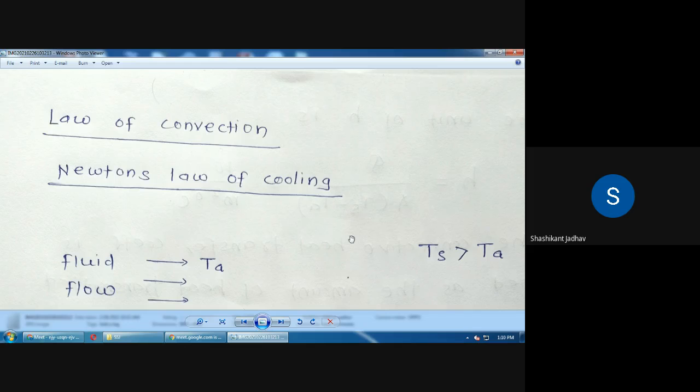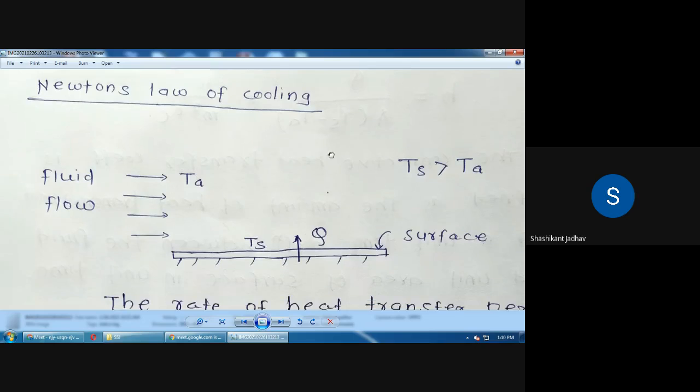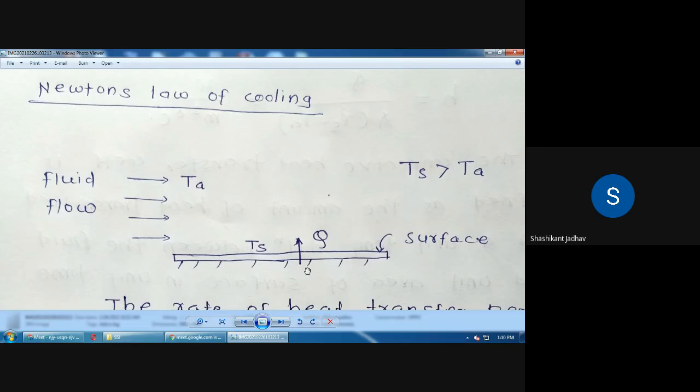In that, we have to see one law, that is Newton's law of cooling. So consider a hot plate, having surface temperature Ts. On this surface, the fluid has a temperature, which we consider as Ta, that is the ambient temperature or fluid temperature. What is the notation for that? Ta or Tf. So this surface has temperature Ts.